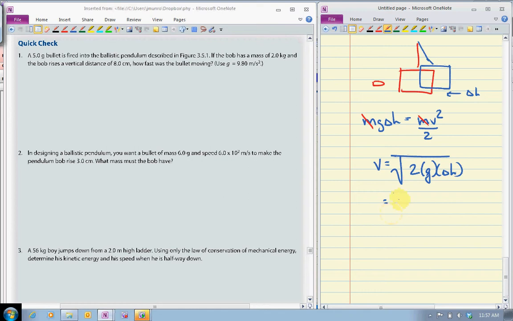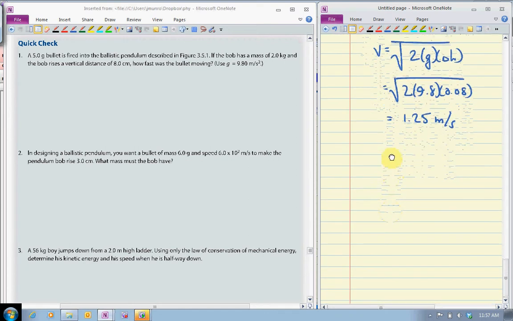Plug our numbers in there. 2 times 9.8 times the change in height of 0.08, and we get 1.25 meters per second. That is not the velocity of the bullet. That is the velocity of the block of wood after being hit by the bullet.